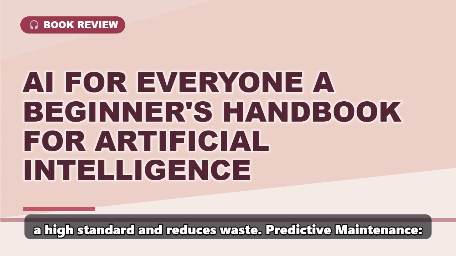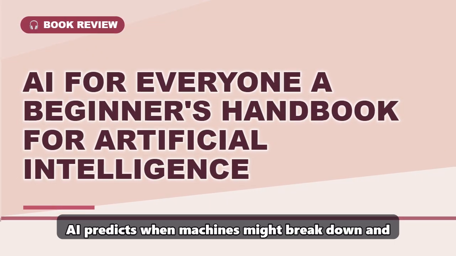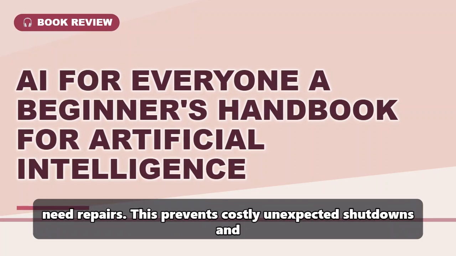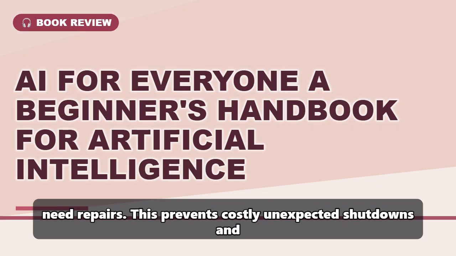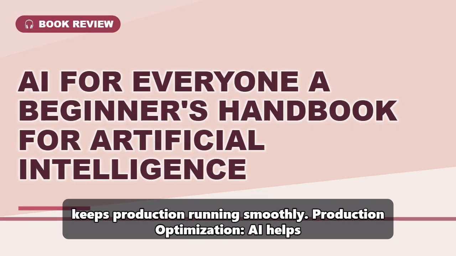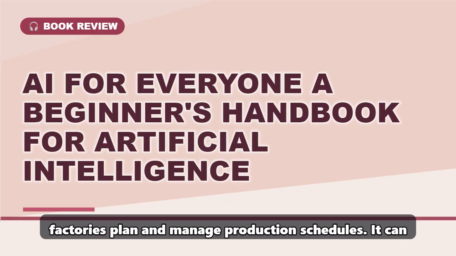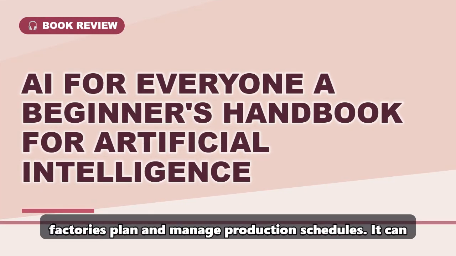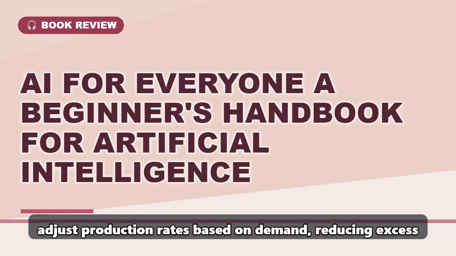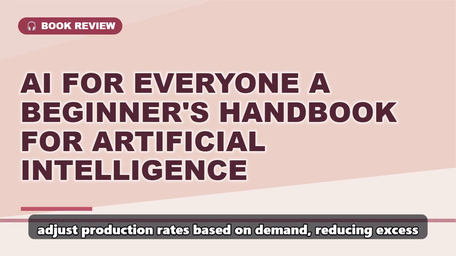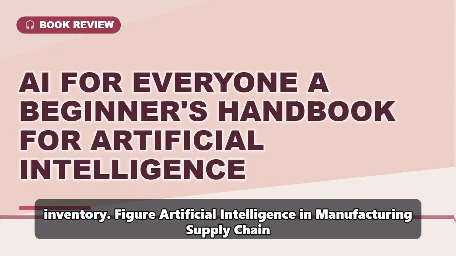Predictive maintenance. AI predicts when machines might break down and need repairs. This prevents costly unexpected shutdowns and keeps production running smoothly. Production optimization. AI helps factories plan and manage production schedules. It can adjust production rates based on demand, reducing excess inventory.